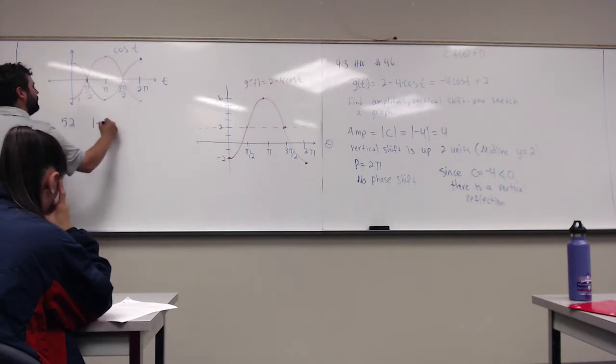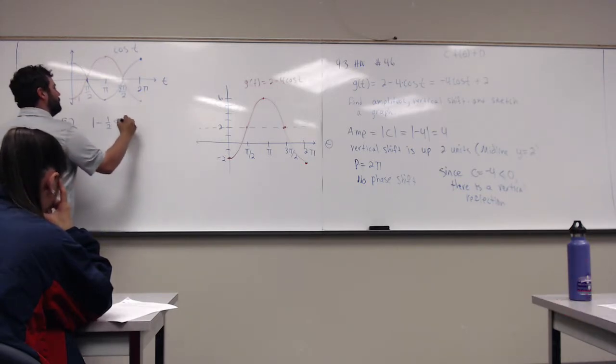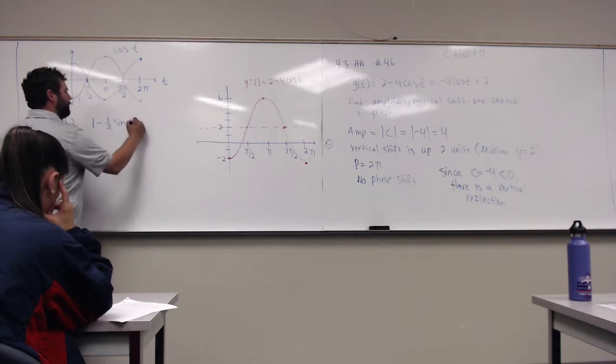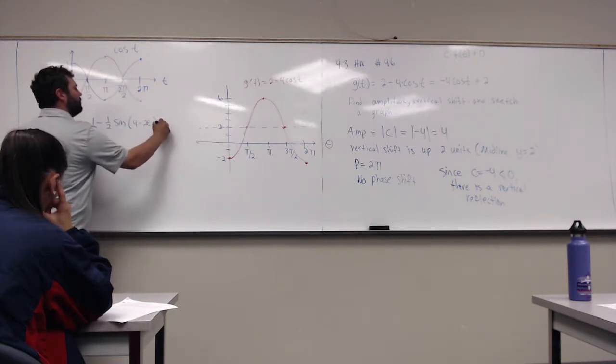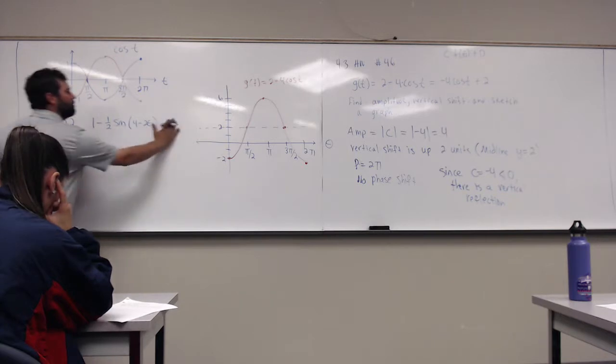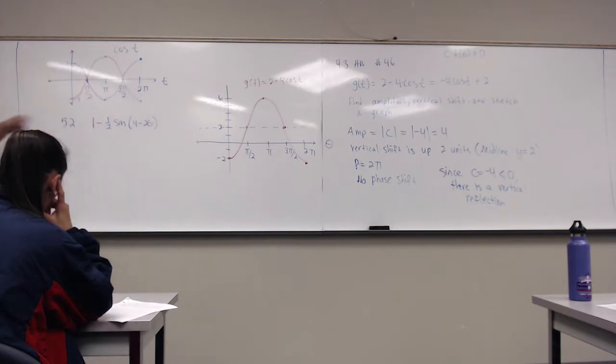It's 1 minus 1/2 sine of, inside the parentheses, it starts out as 4 minus 2 theta, and then I believe, nope, I don't have a plus 1 out here. So 52 is this. The directions say just find the amplitude, the phase shift, the vertical shift, and the period. And then it says use the interactive figure to sketch a graph. And my directions were to draw by hand. I was generous if people didn't actually draw the graph for this particular problem.